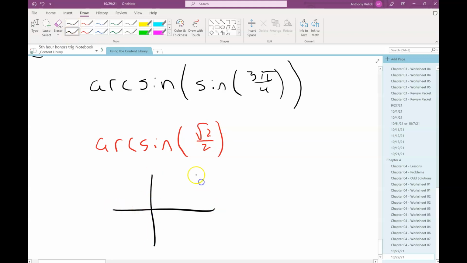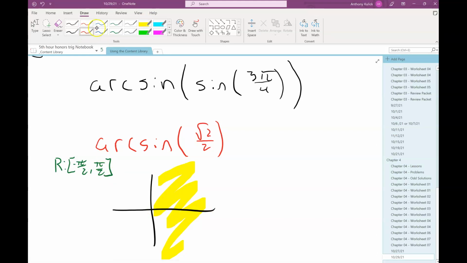And then I know arc sine, the range for this is negative pi over 2 to positive pi over 2. Sine is positive in the first quadrant. So I'm looking for, in the first quadrant, where the y coordinate on the unit circle is positive root 2 over 2. That occurs at pi over 4.